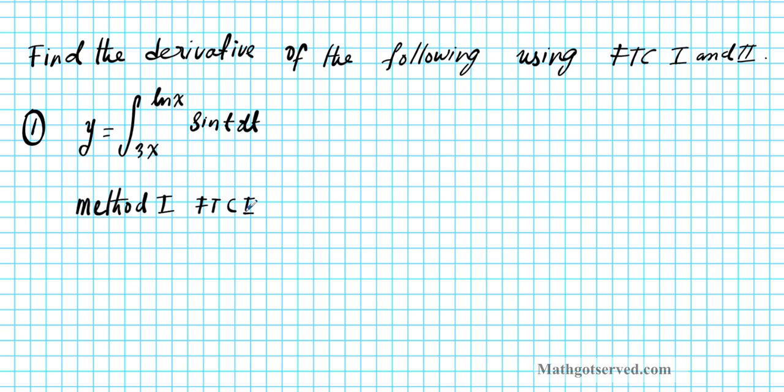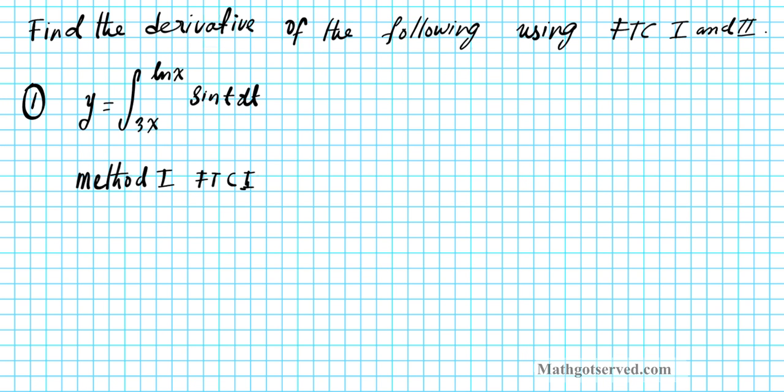FTC1 is a little bit longer, but it really helps you understand the process behind what's going on. FTC2 is very fast, but you might not really understand the mathematics behind the underlying process. All right, so let's take a look at FTC1. We are to find the derivative of this function.